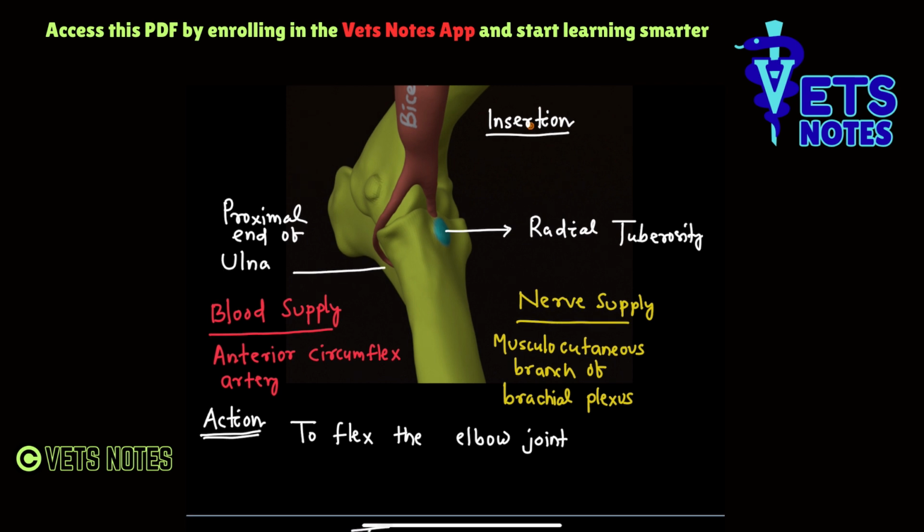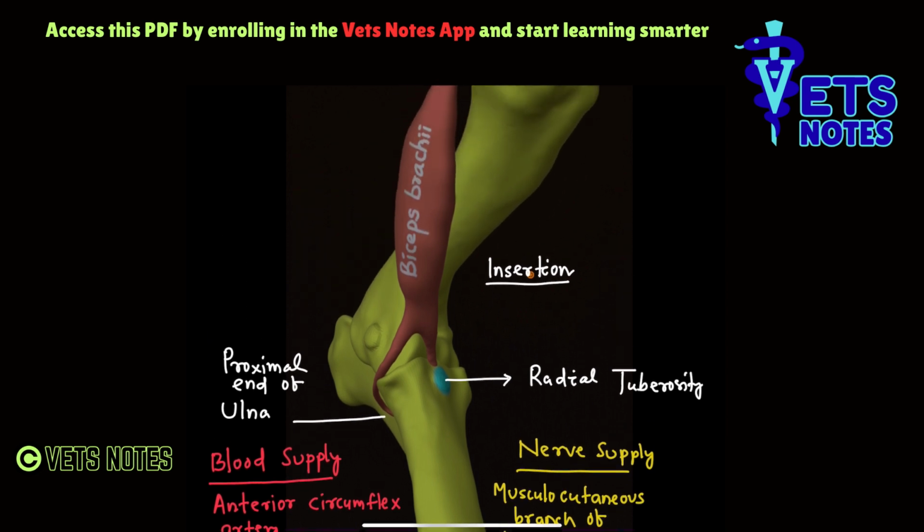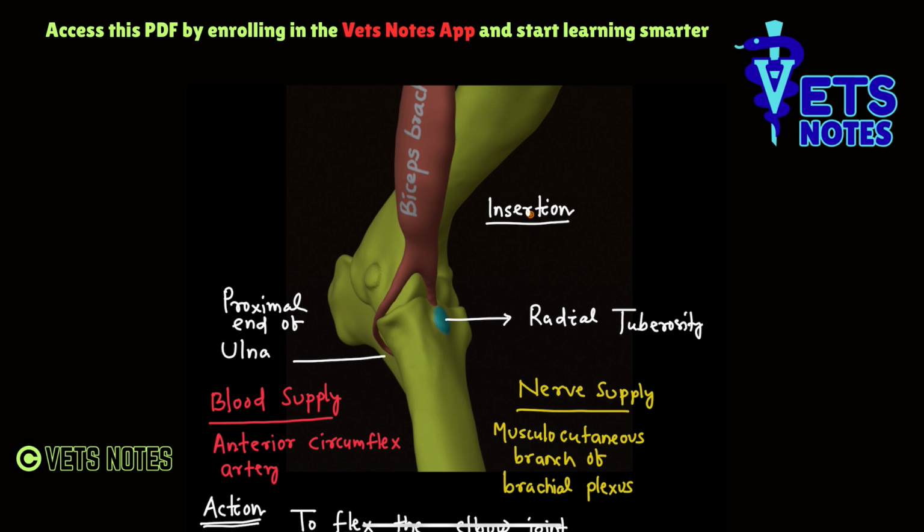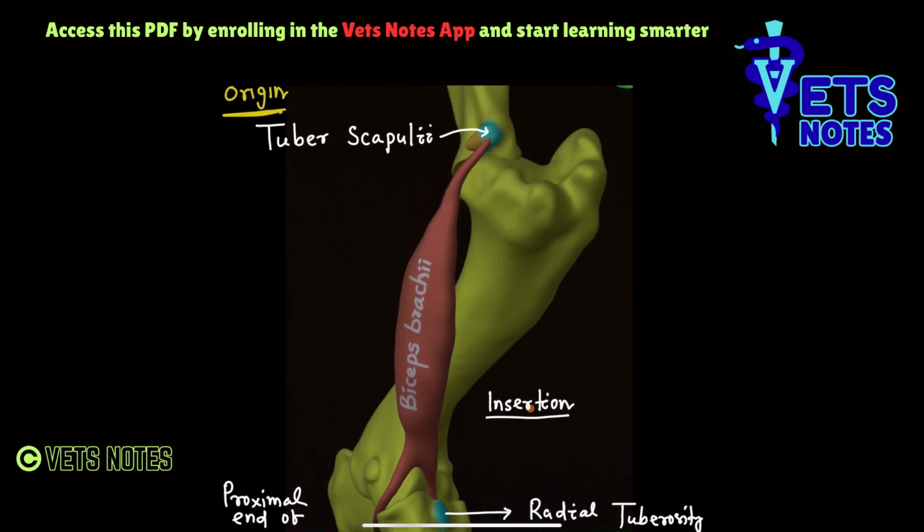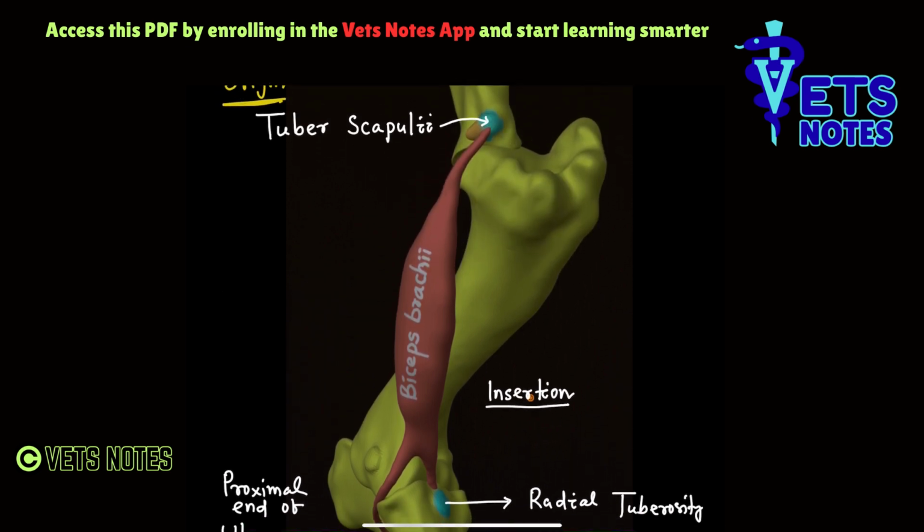Blood supply by anterior circumflex artery, nerve supply by musculocutaneous branch of the brachial plexus, and the action is to flex the elbow joint. Okay, suppose this is the elbow joint. So when the Biceps Brachii contracts, it will flex the elbow joint. So this is Biceps Brachii muscle.